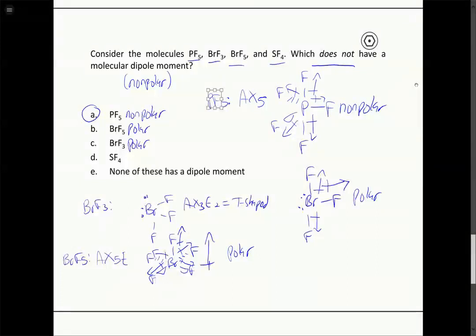And then finally SF4, this one's going to be AX4E, so again we have to consider the lone pairs as well. And so SF4 is going to be this seesaw geometry.